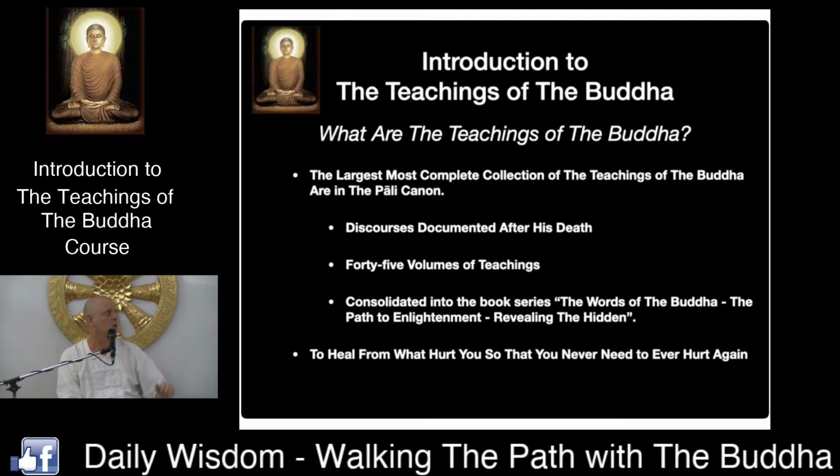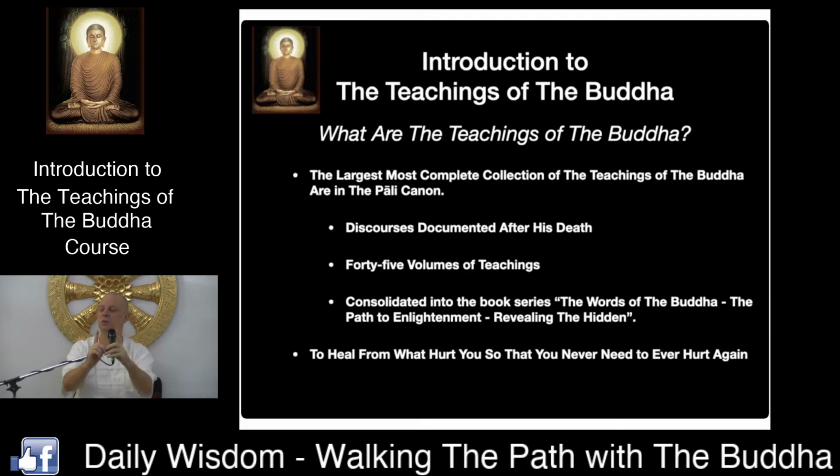And then some additional things about what the teachings of the Buddha are: there's this book, or actually multiple books, called the Pali Canon. This is the largest, most complete collection of the teachings of the Buddha. It's referred to as the Pali Canon because it's written in the Pali language. This is the historical language that has been capturing the teachings of the Buddha. There's 45 volumes of books, each individual volume about this thick.